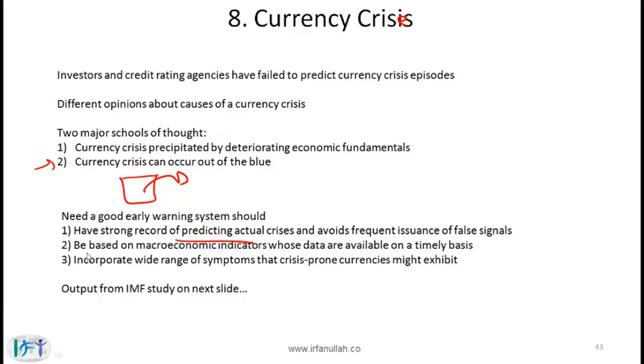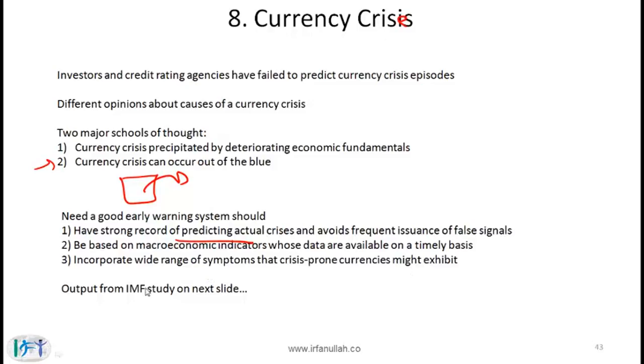Number two, the system should be based on macroeconomic indicators whose data are available on a timely basis. So ideally we want a situation where the data can be analyzed and this data can be used to predict what will happen in the future. In other words, contemporaneous or lagging indicators don't really help us. And finally, a good warning system should incorporate a wide range of symptoms that crisis-prone currencies might exhibit.